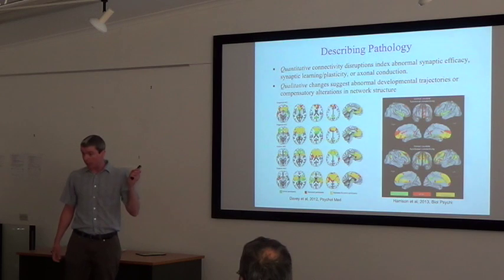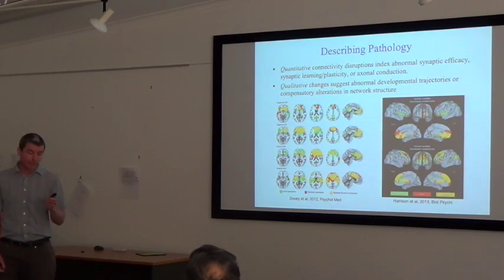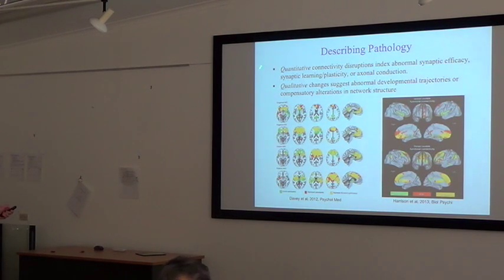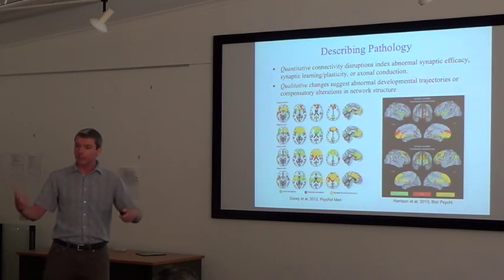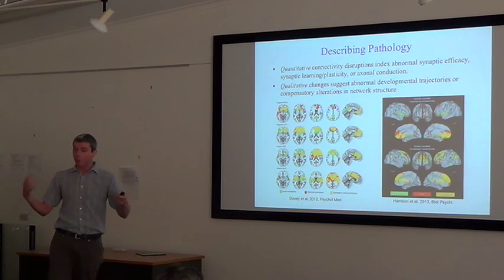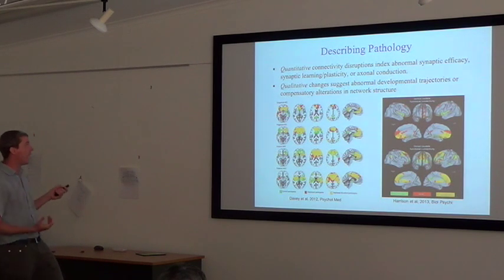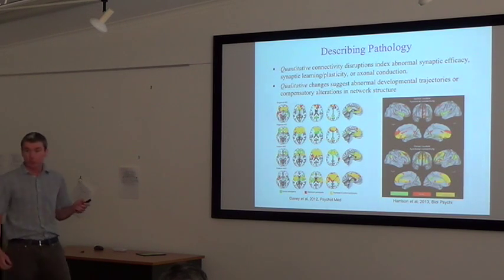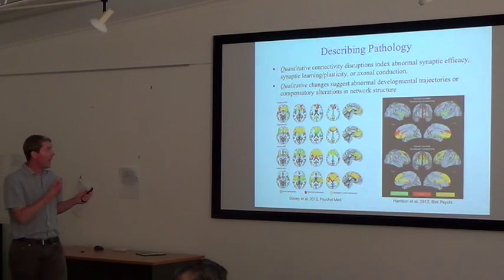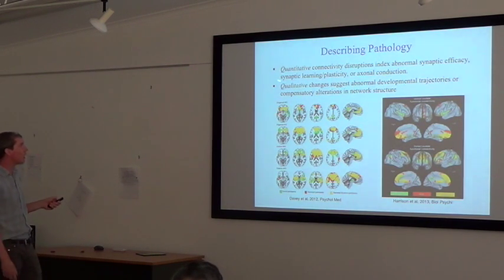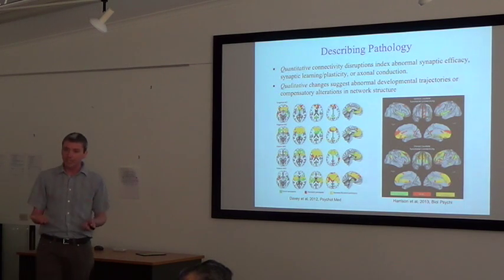So a couple of examples of using connectivity. Again, we can have quantitative or qualitative changes. Quantitative changes are generally thought to index abnormalities in synaptic efficacy or Hebbian learning, so neurons that fire together, wire together, or axonal conduction, which goes back to the anatomical connectivity that Pranesh was talking about. And this, again, we often see quantitative differences in psychiatric illness.